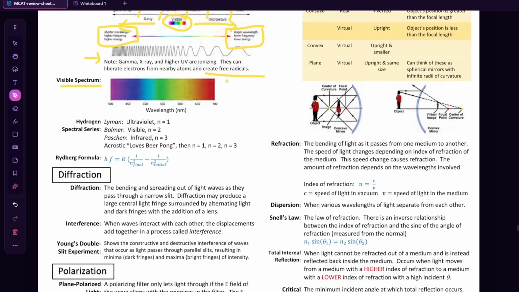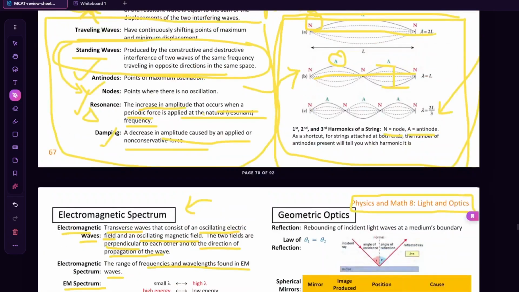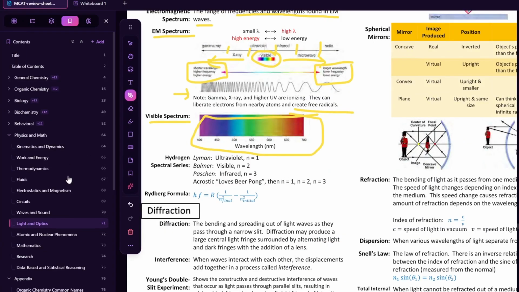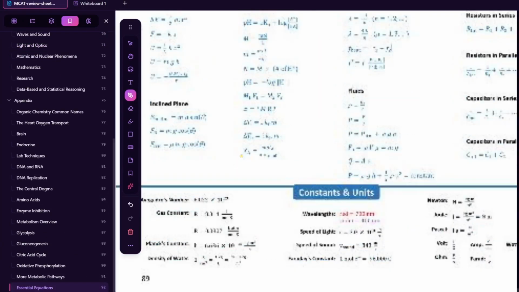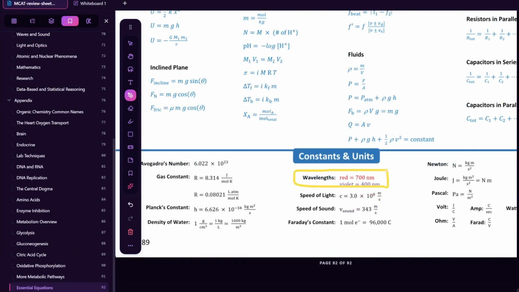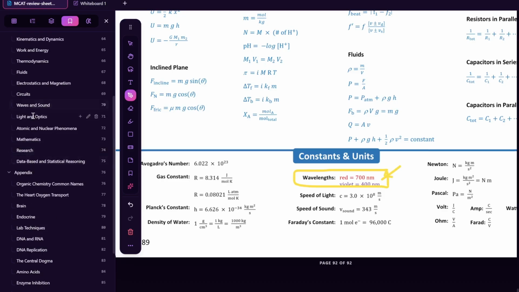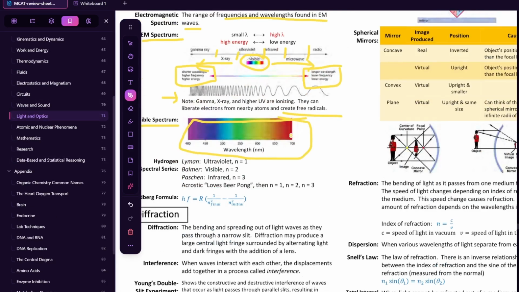So yeah, your visible light spectrum, you have to kind of memorize this. I think they put it in the essential equations somewhere. Where's the essential equations? Let me go find that. Essential equations, visible spectrum, wavelength. So red is 700 nanometers and 400 nanometers for violet. So if you go back to light and optics, you kind of have to memorize 700 for red and 400 for violet or purple.